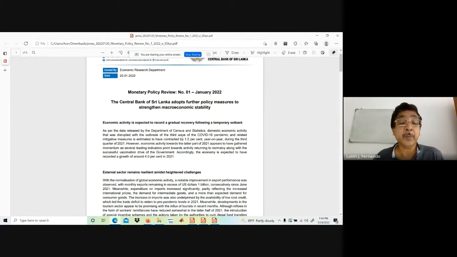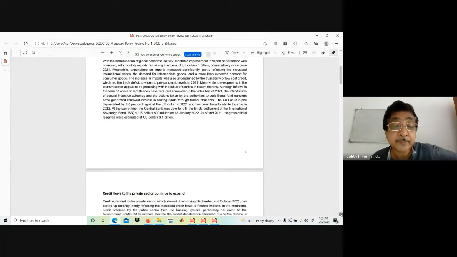Now, this is the Monetary Policy Review number 1, January 2022. So, my intention is to give you an understanding about the monetary policy implications on interest rates. That is my idea. That is why I am just giving you these policy reviews and the press releases and all those things. Not only the Sri Lankan things, I will just give you some international things also here. But you have to be careful when you just read it. I'm not going to read everything here, but I want to just focus on certain things.